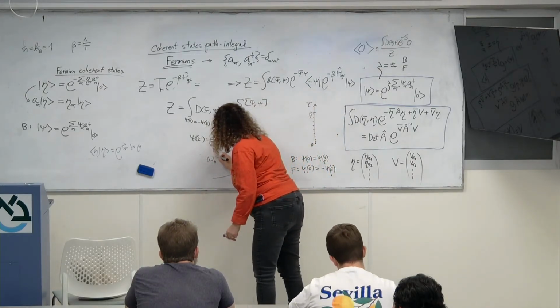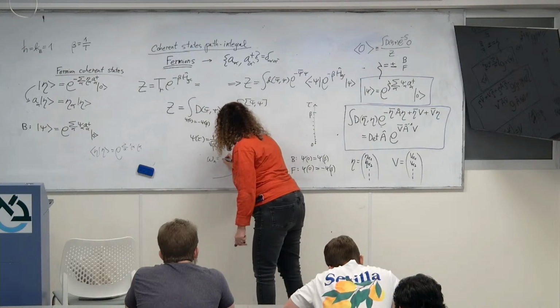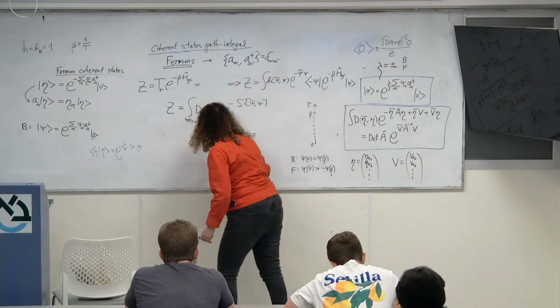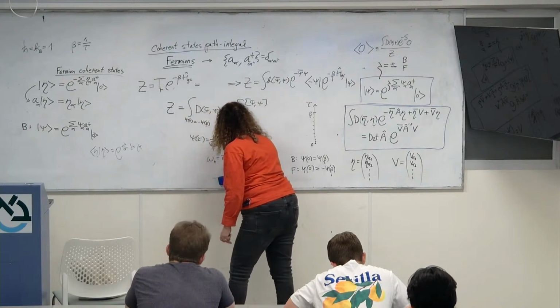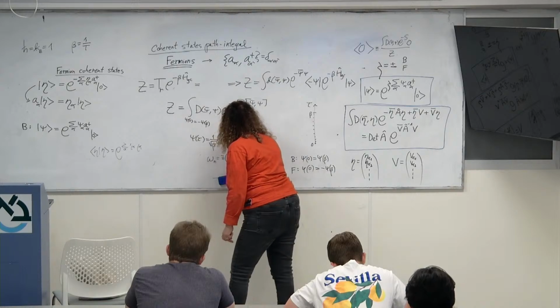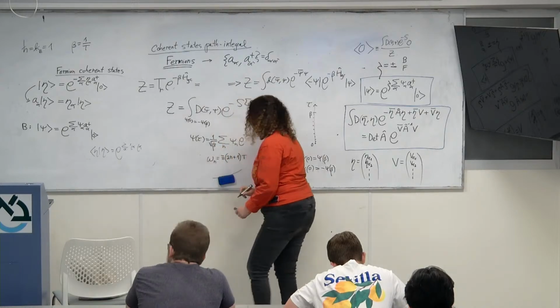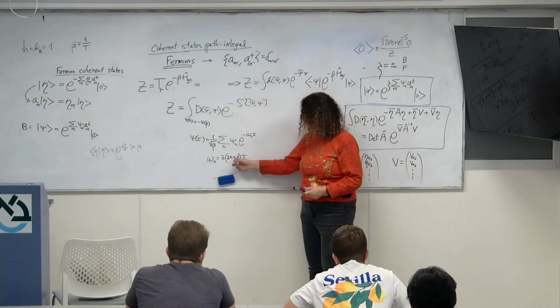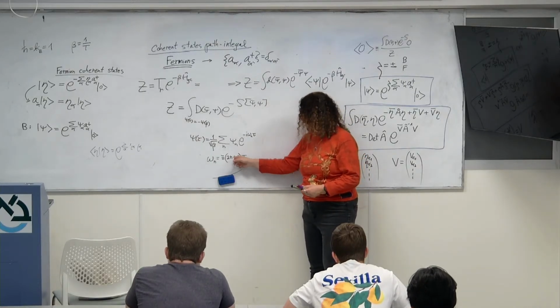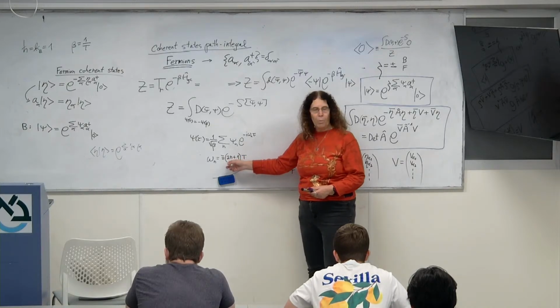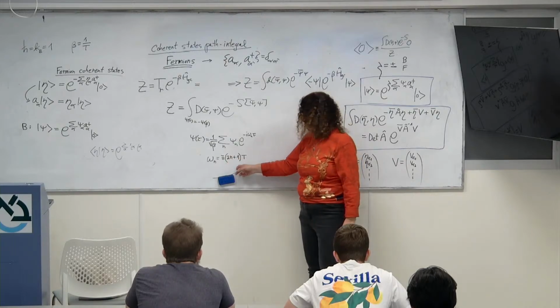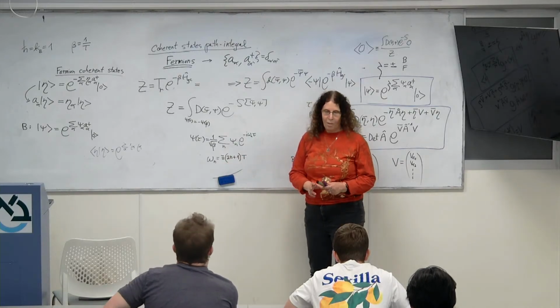Omega n is given by pi times 2n plus 1 times T. Okay, there's an extra one, or it's half if you like. It's when you write it, instead of integer multiples of 2 pi, it's half integer multiples of 2 pi.